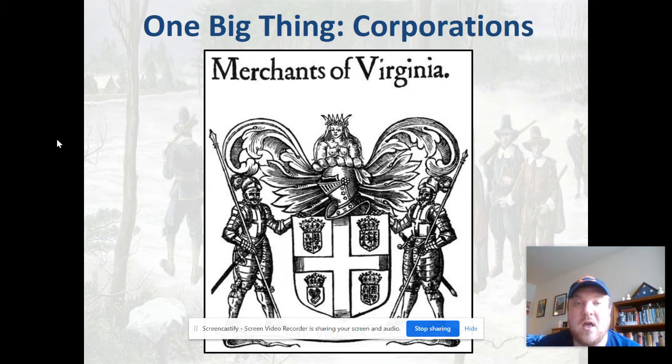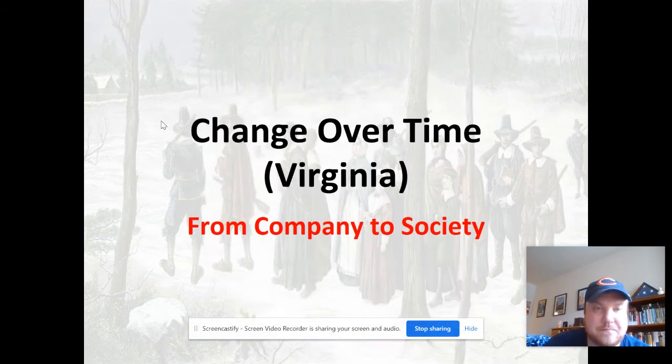companies. And eventually, when a joint stock company gets powerful enough, the English crown is going to issue a royal charter, just like they did with Jamestown, Virginia. And we're going to talk about Jamestown right now. So, change over time in terms of Virginia in particular really has to start from company to society with the establishment of Jamestown in 1607.